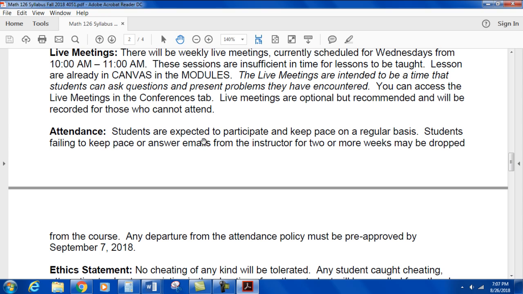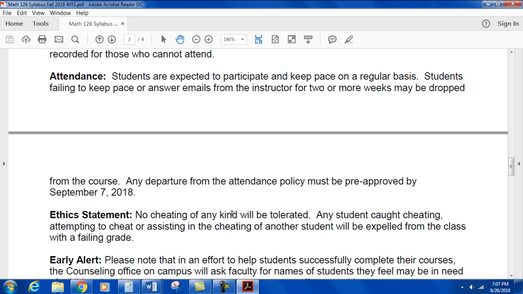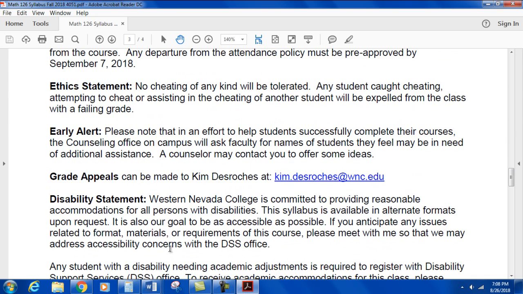Attendance. Students are expected to participate in the class and keep pace on a regular basis. Students failing to keep pace or answer emails from the instructor for 2 or more weeks may be dropped from the course. Any departure from the attendance policy must be pre-approved by September 7th, 2018. Ethics statement. No cheating of any kind will be tolerated. Any student caught cheating, attempting to cheat, or assisting in the cheating of another student will be expelled from the class with a failing grade.